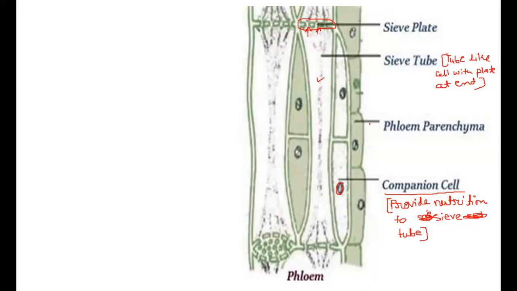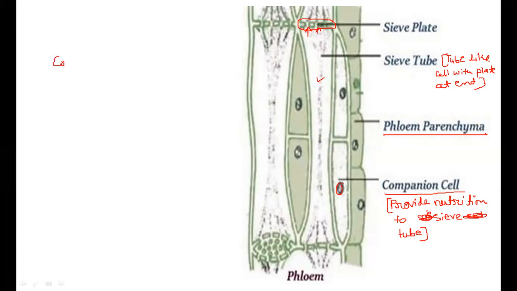And another type of cell also present in the phloem is phloem parenchyma. So again, like xylem, phloem parenchyma is the only living cell present in this complex permanent tissue, phloem. The companion cell is also living, but it only provides support to the sieve tube. But phloem parenchyma provides support to all the parts of the phloem. Now, if we write the main function of the phloem, the basic function of the phloem is to conduct organic food.